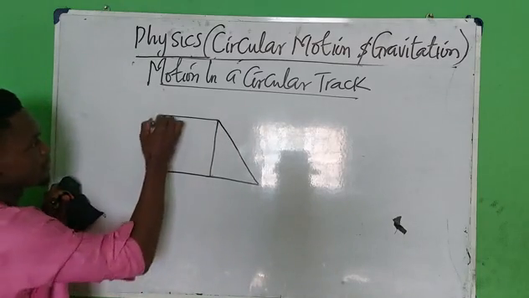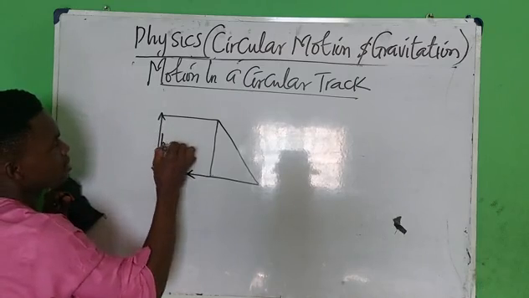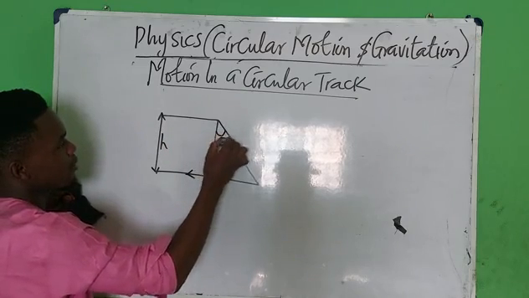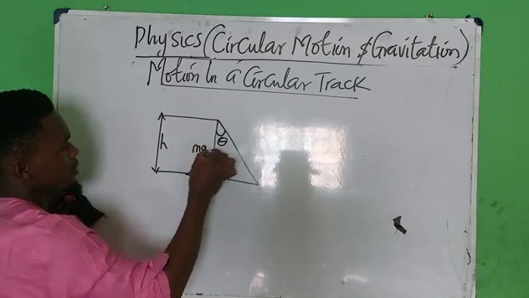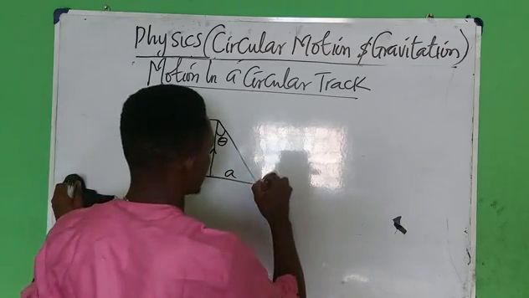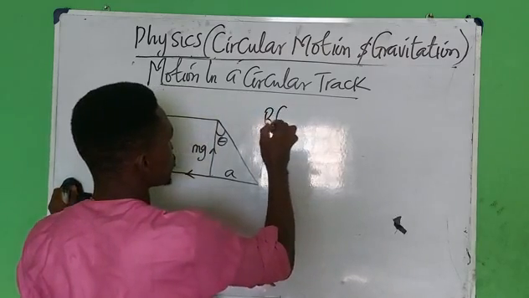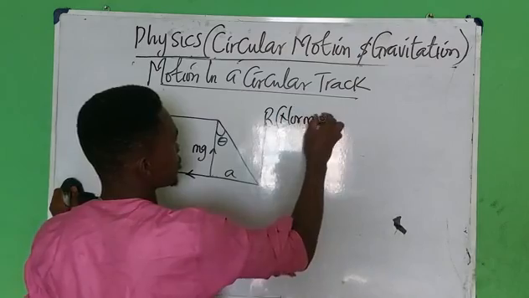for example, there's the height. I can make here my angle, then mg. Here is your acceleration. And this region is R, which denotes the normal reaction.